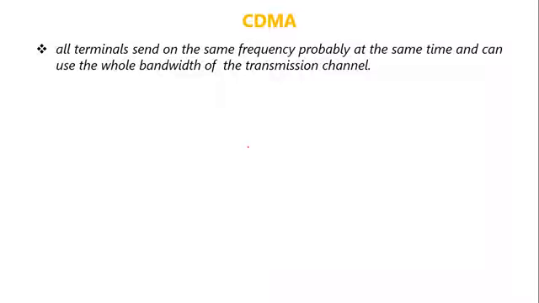Using the code, the information will be encoded and sent, and the receiver again should use the same code to decode the information to understand the actual communication. So here all terminals send on the same frequency and at the same time, and can use the whole bandwidth of the transmission channel. That is, everybody can use the entire bandwidth of the channel.